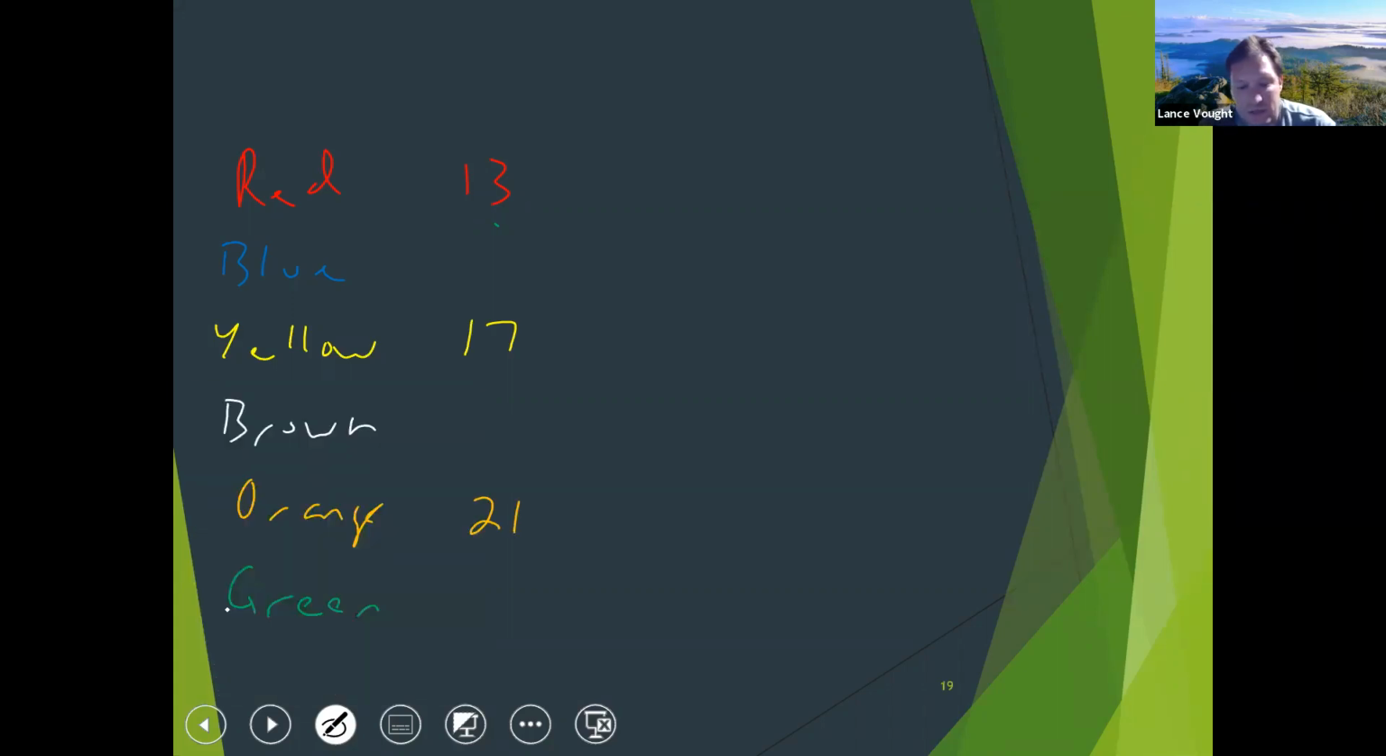Brown, we have 2, 4, 6, 8, 10, 12, 14, 16, 17 brown. Green, we have 2, 4, 6, 8, 10, 12, 15 green.